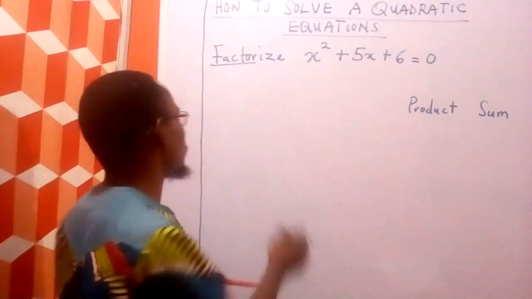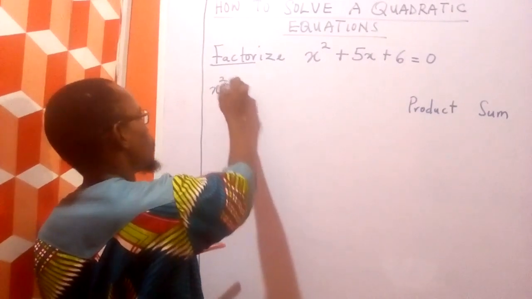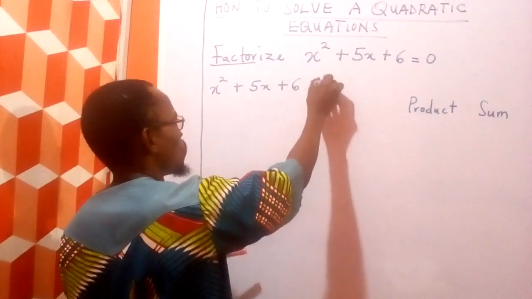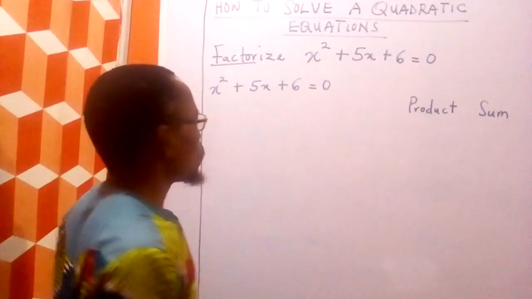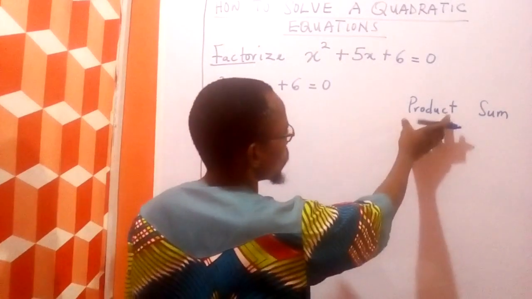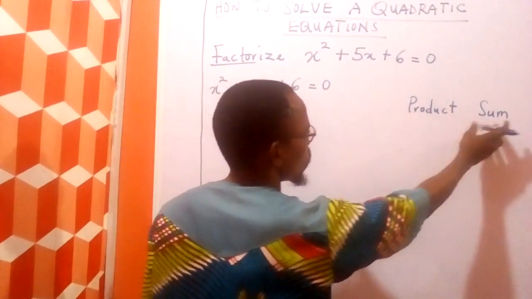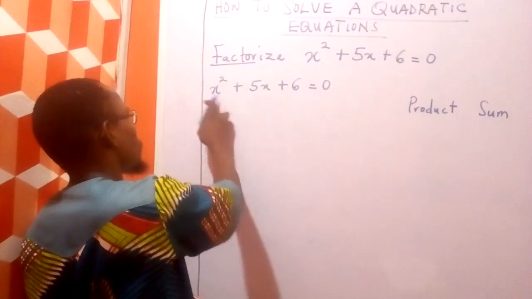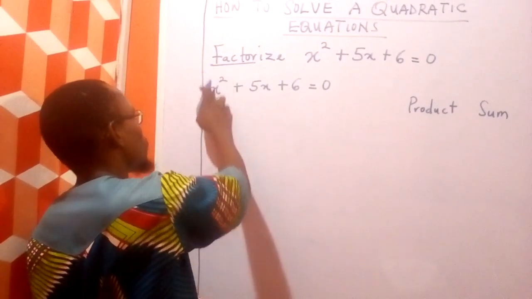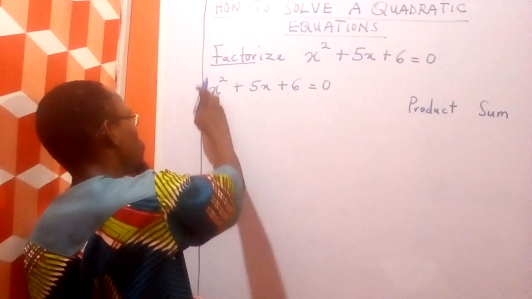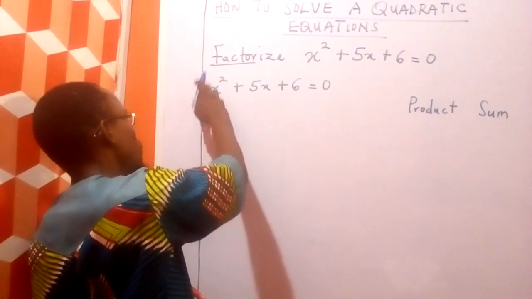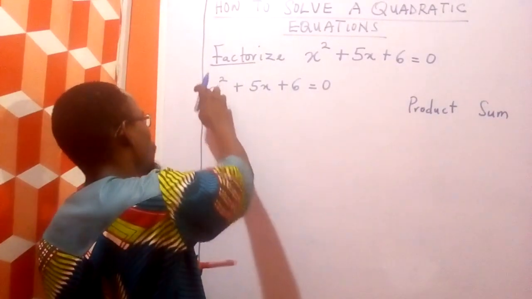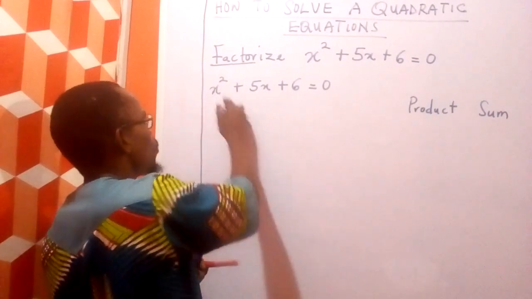So let's factorize this now. You have x squared plus 5x plus 6 equals 0. What's the first thing you do? Like I said earlier, we want to work with the product and with the sum. The first value here is this x squared, with the coefficient given there, whether it is 1, 2, 3, 4, 5 and so on, the coefficient of x squared, use it to what?